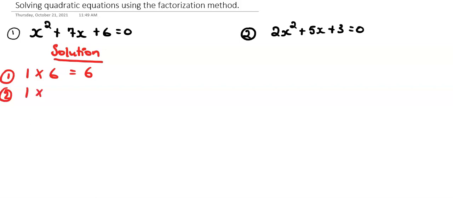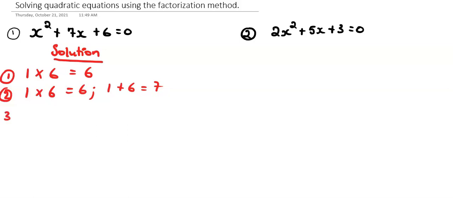All right, so we see that 1 times 6 is equal to 6. But if we add 1 plus 6, we also get 7. So those are the two factors we're going to be using. That is 1 and 6.